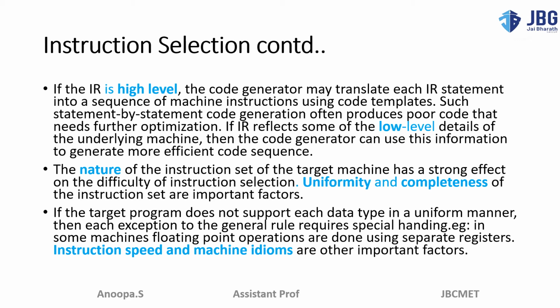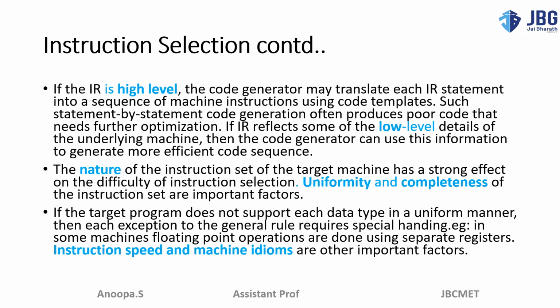So that is a problem if the intermediate representation is of higher level. If it is of lower level, with details of the underlying machine, then the code generator can use this information to generate a more efficient code sequence. Now the nature of the instruction set of the target machine also has some effect on the difficulty of instruction selection. Uniformity and completeness of the instruction set are important factors.